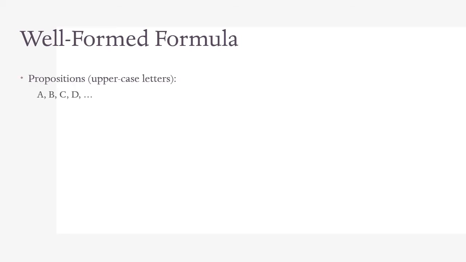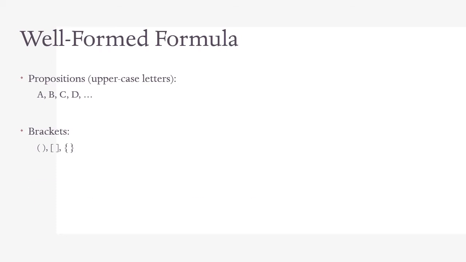The first ones are propositions. These are any uppercase letters, A through Z, which can represent any sort of statement. Second, we have brackets. We have three different types of brackets. Typically, you'll just see me using parentheses. I might use the square brackets from time to time, but you can survive by just using regular parentheses.